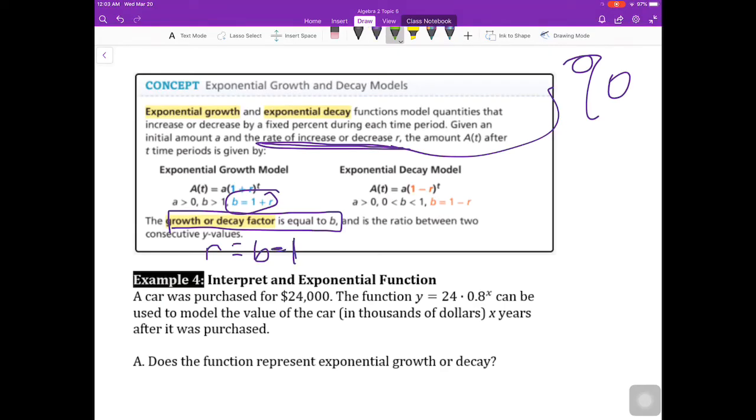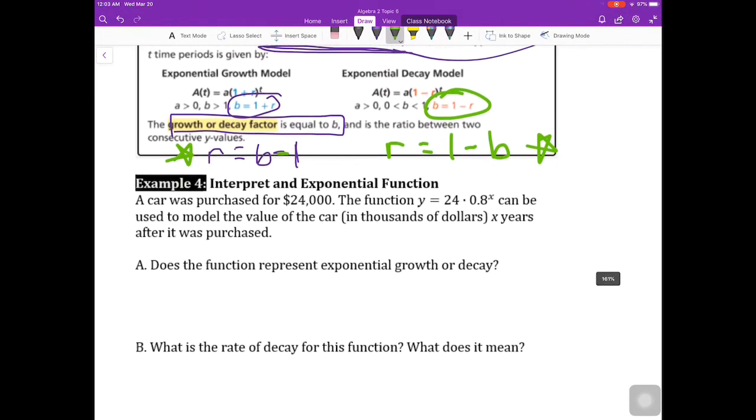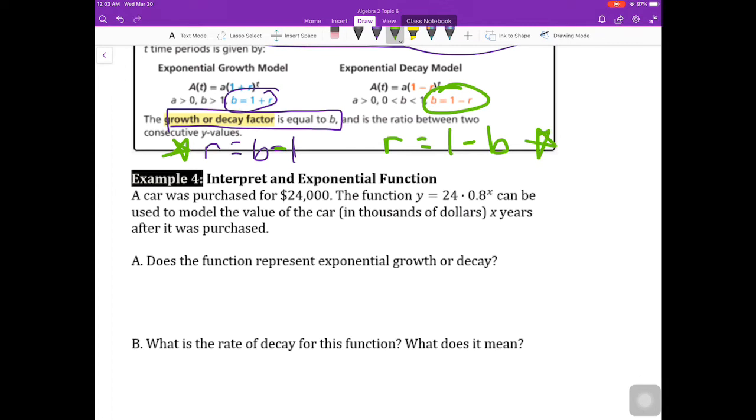So I can't quite see that purple there, sorry. B minus 1. And here, B equals 1 minus R, or with the decay, R equals 1 minus B. So kind of keep these in mind when you're thinking about how to find your percent change. So example 4 says, a car was purchased for $24,000. The function models the value of the car in thousands of dollars X years after it's purchased. So X is our number of years, and Y is the value of the car. So does it represent exponential growth or decay?